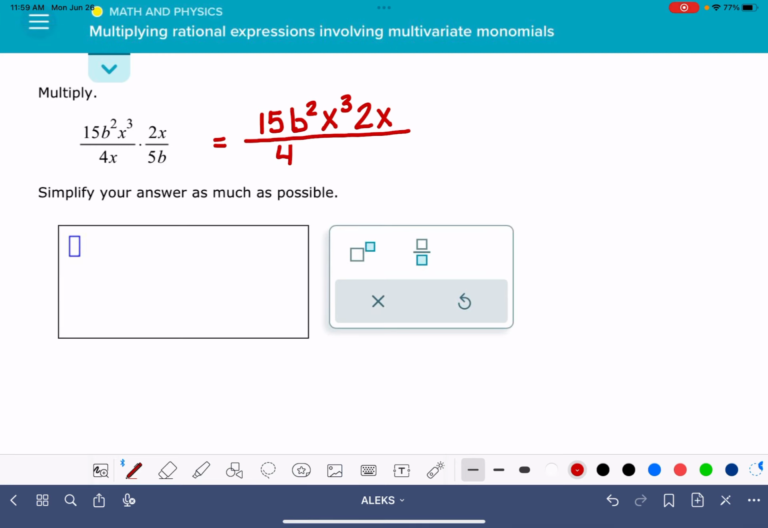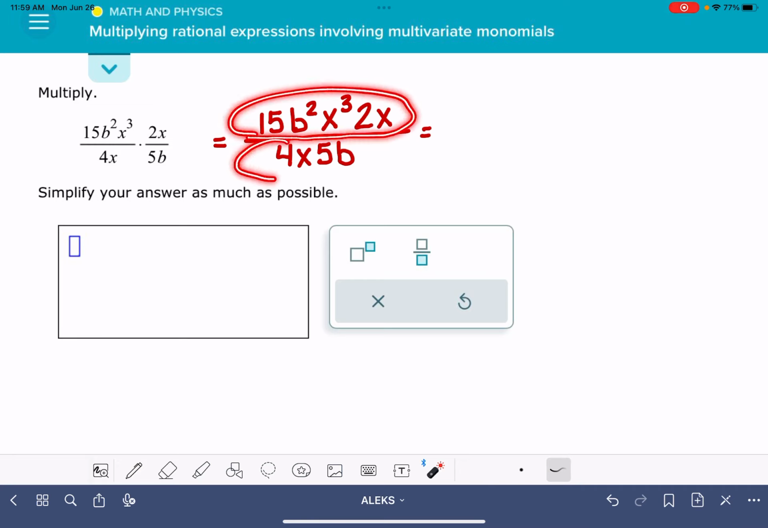I'm going to do the same thing for the bottom. 4x times 5b, we can rewrite that as 4x 5b. Again, I'm not going to do the multiplication on the 4 and the 5 yet because it's going to make it easier to simplify if we don't multiply them out. So now our next job is to just start working on simplifying things that we have present in the numerator that we also have present in the denominator, or ways that we can simplify this fraction.